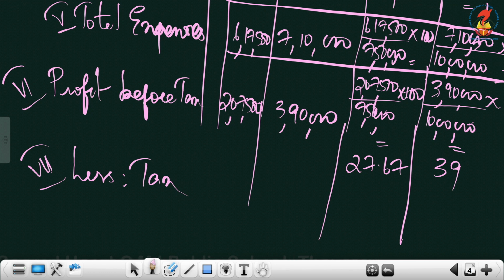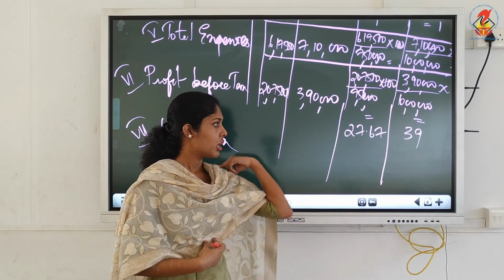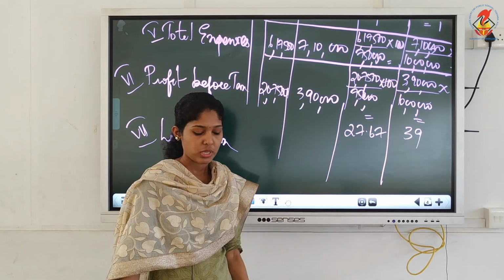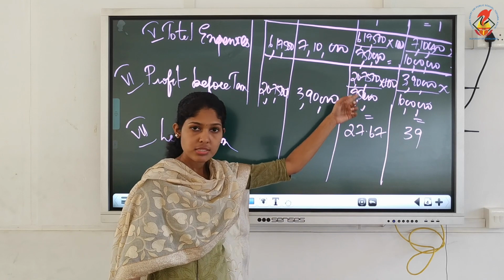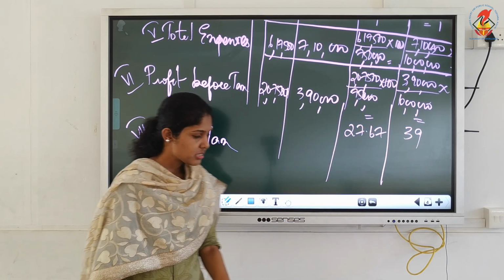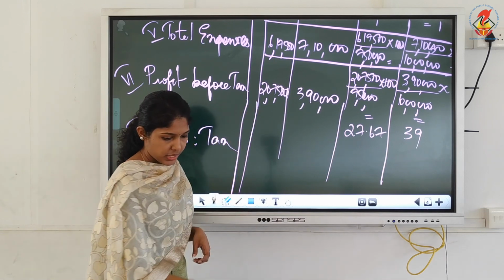Up to 2 decimal points you have to compute, but if you don't get time, just stop with 1 decimal point. At least you write this calculation, okay. Then less tax. Tax figure do we have?